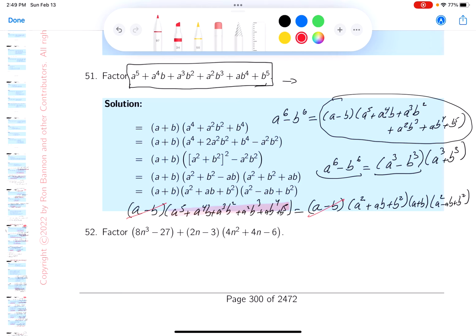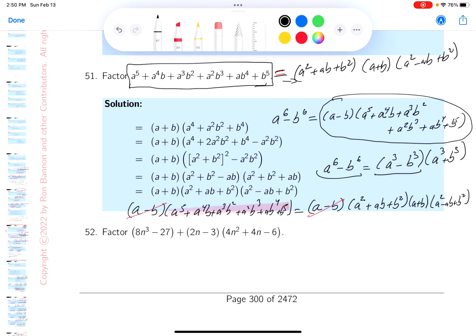I get the factorization. Now, by the way, what I'm saying, the factorization of this thing over here, let me go back to black ink, and we'll check the key later. I'm saying it's a squared plus ab plus b squared, times a plus b, times a squared minus ab plus b squared.